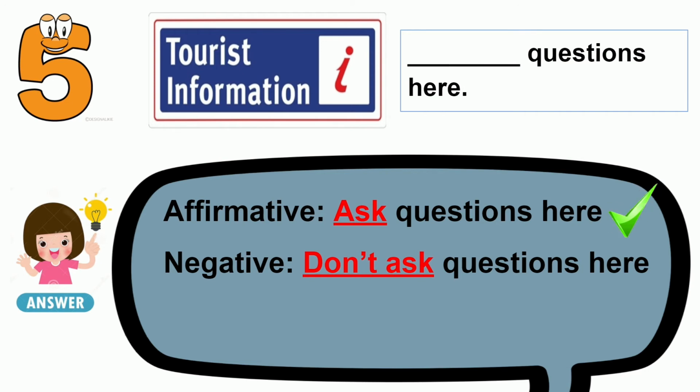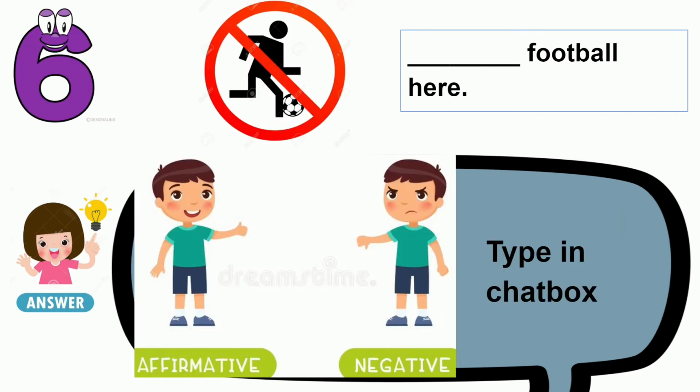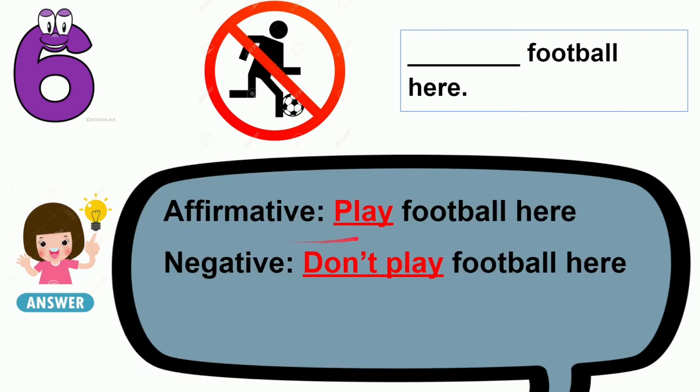Ask questions here. The last one, we have a boy playing football sign and the red cross over here. So is it play football here or don't play football here? Is it affirmative or negative? Affirmative, play football here. Negative imperative, don't play football here. Which one is the correct one? Is it affirmative or negative? It is negative, don't play football here.